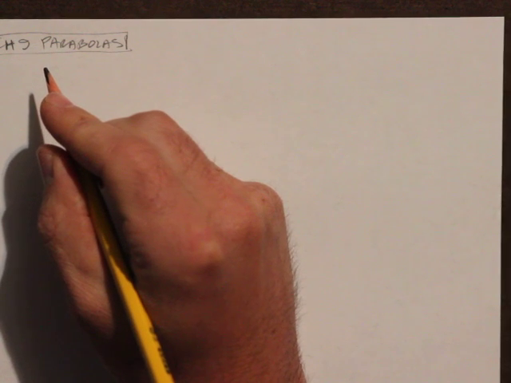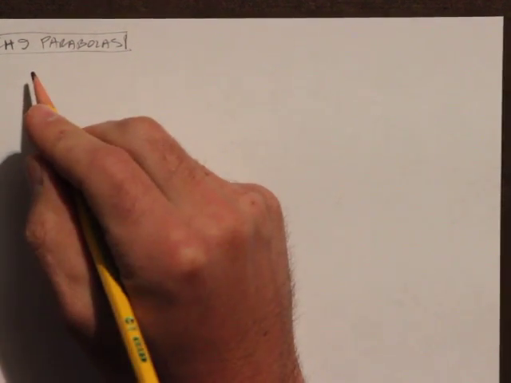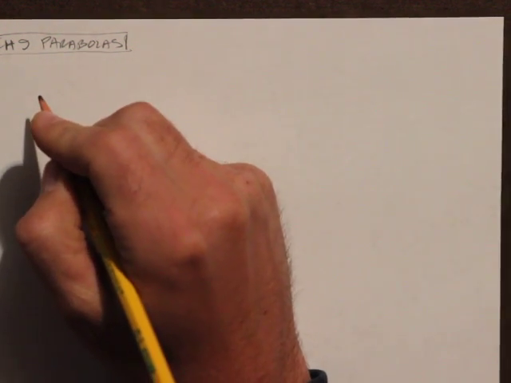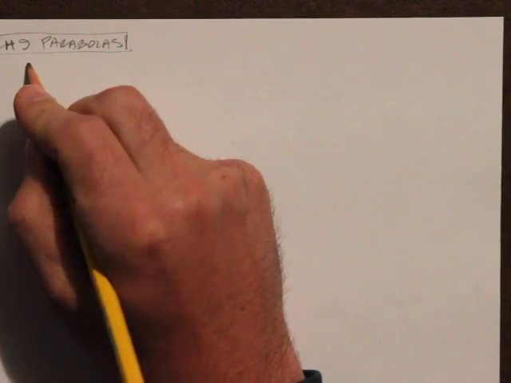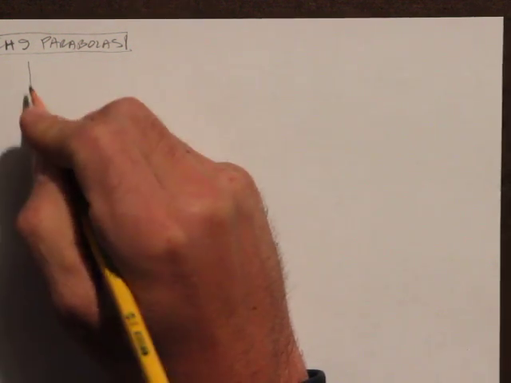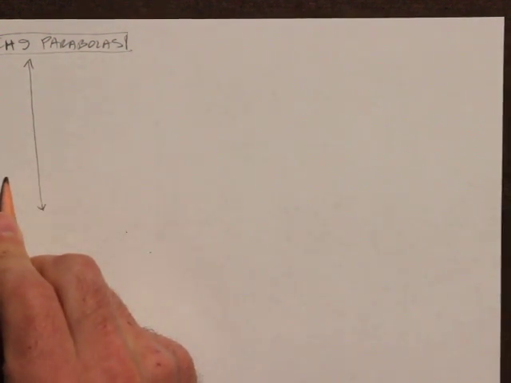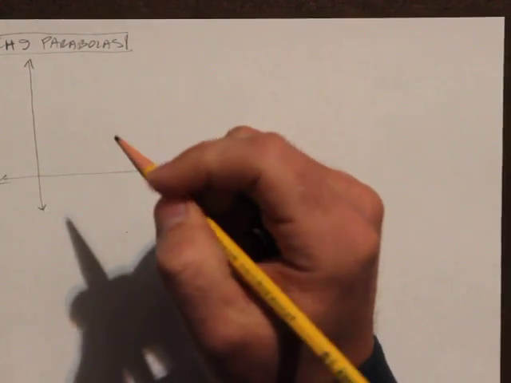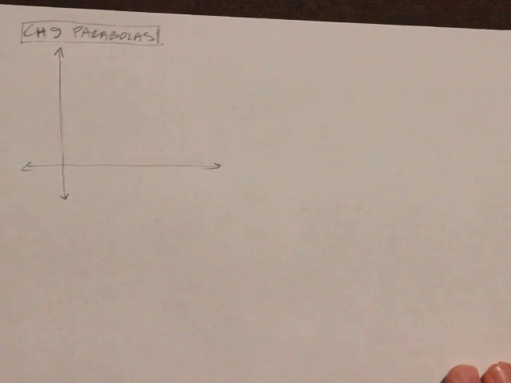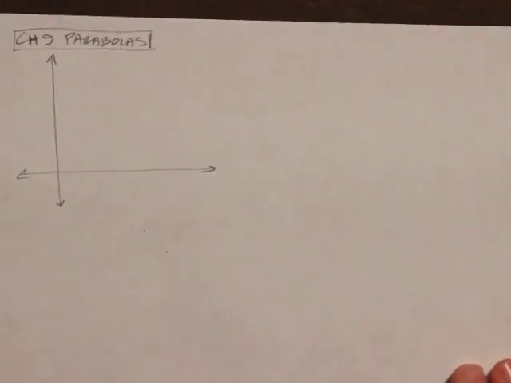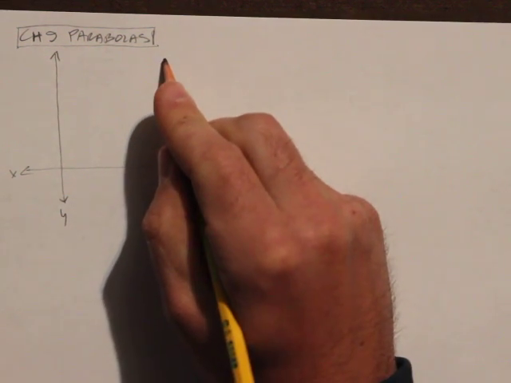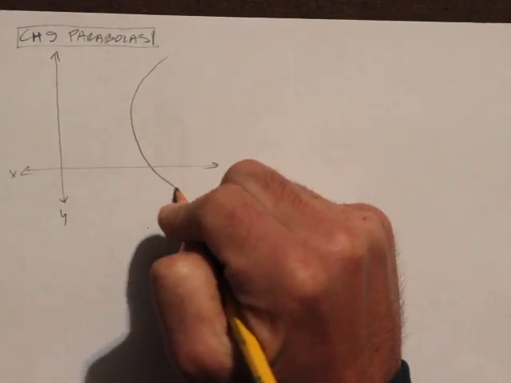Right, so we're going to get straight into parabolas. We're going to look at parabolas a little bit differently than we did in algebra, actually quite a bit differently. We're going to start by drawing a coordinate plane, and there's a whole bunch of new stuff we're going to learn about parabolas right now. This is the y-axis, this is the x-axis. We're going to draw a parabola like that.